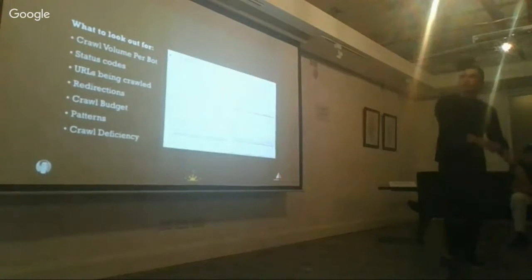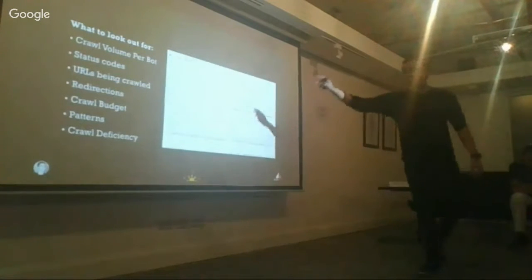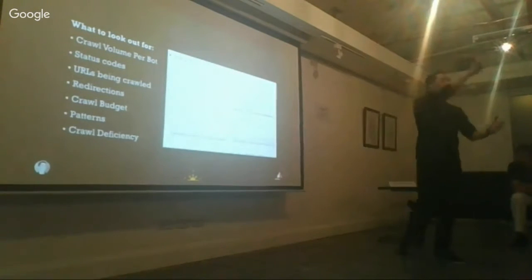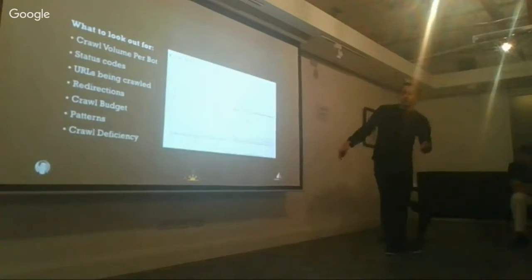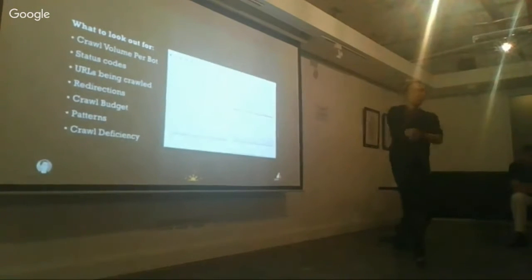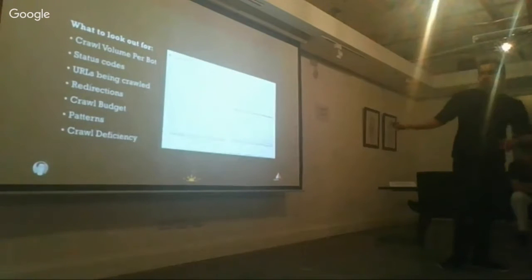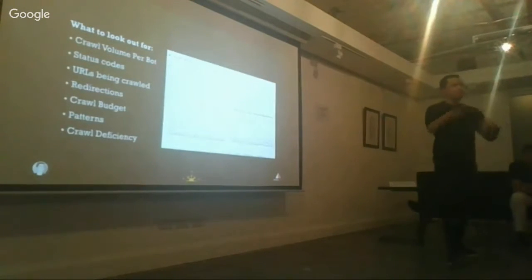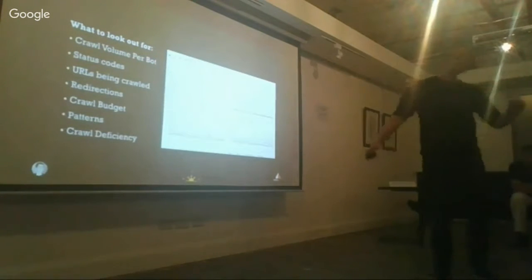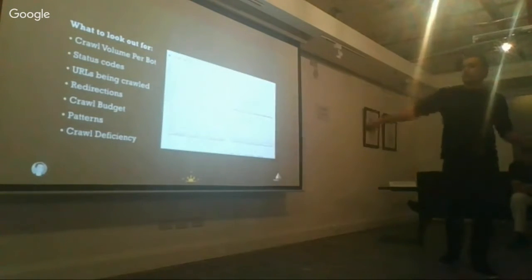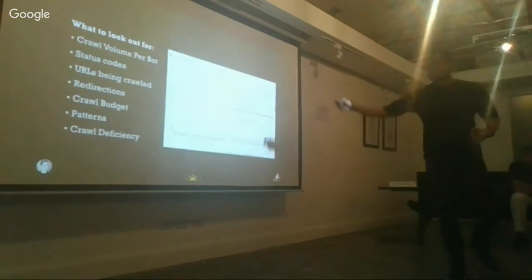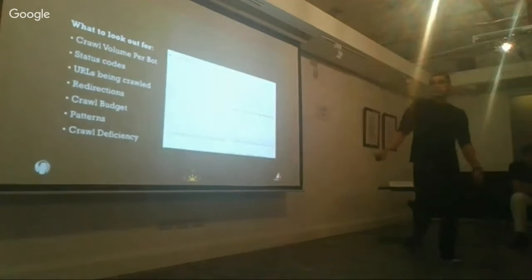What to look out for: crawl volume per bot, status codes, URLs being crawled, redirections, crawl budget, patterns, and crawl efficiency. When you're looking at all of this data, you can see that, okay, Google is only crawling my parameter URLs. That's bad, right? Because you want it crawling your important URLs. So you can start to see patterns. You can start to see where the crawl efficiency is happening. And that's the important part with crawl data.